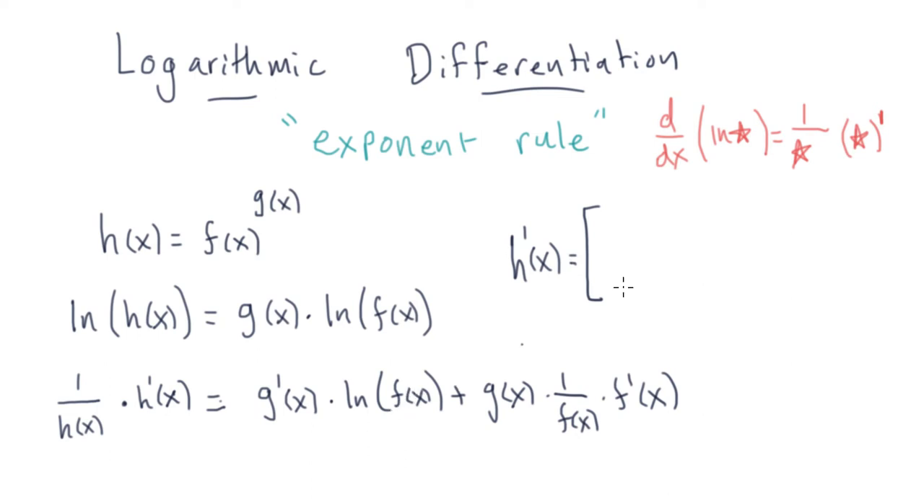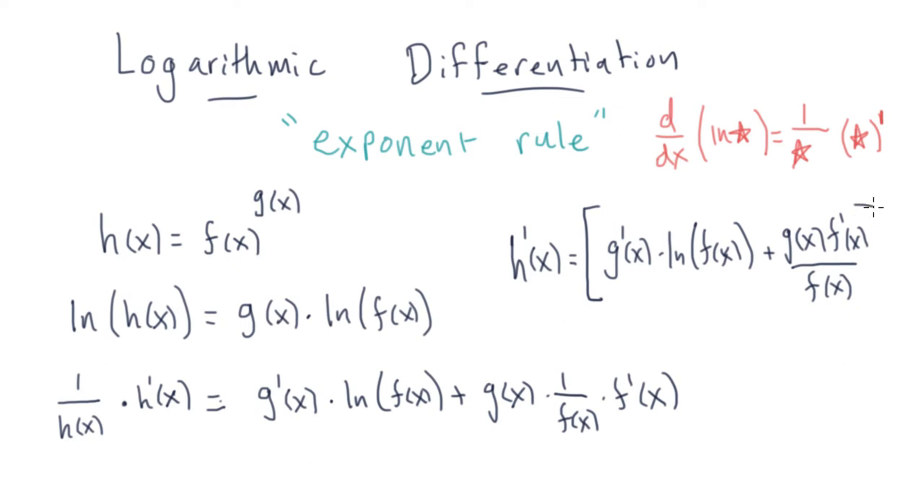is, well, it's g prime of x times log of f of x plus, so all of this I can sort of write as a single fraction, g of x times f prime of x all over f of x, and then times f of x raised to the g of x. Got a little squeeze there, but you see the idea.